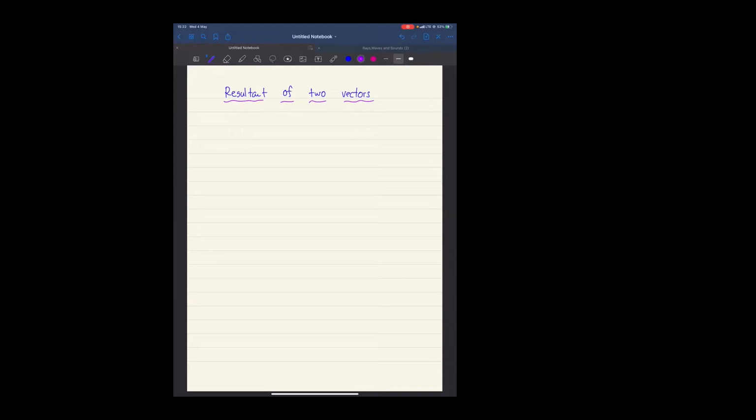Okay. So now tell me a few vectors. Force. Force is a vector. Velocity, displacement, acceleration. Resistance comes under force. Friction is also a force, so that is also going to be a vector. Okay. So all the forces are vectors.